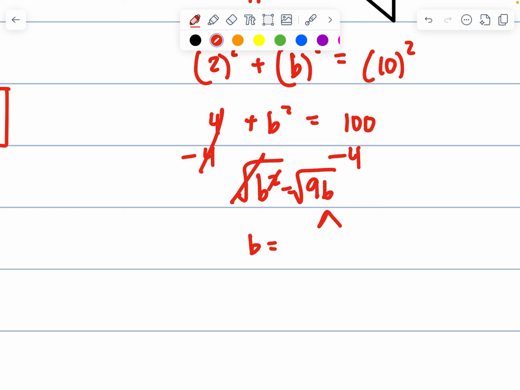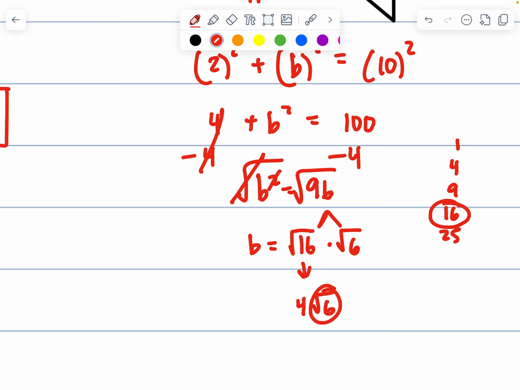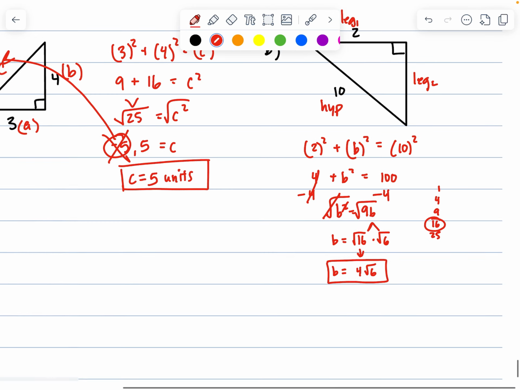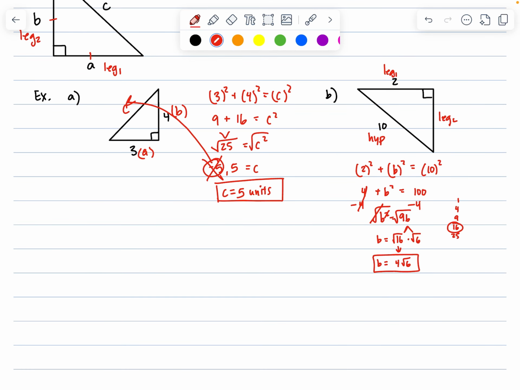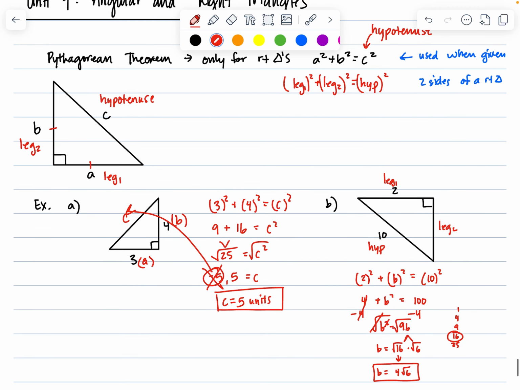Now, if you know your perfect squares, awesome, because then you could do 1, 4, 9, 16, 25, etc. And if you know your perfect squares and you know your factors of 96, then you might be able to know that, hey, 16 goes perfectly into 96. So you say this is square root of 16 times the square root of 6, because they multiply to 96. And then since 16 is a perfect square, we could then say this is 4 root 6. Square root of 6 doesn't simplify any further, so b is equal to 4 root 6. Simplify your radical as much as you can whenever you can. So there's your Pythagorean theorem review.